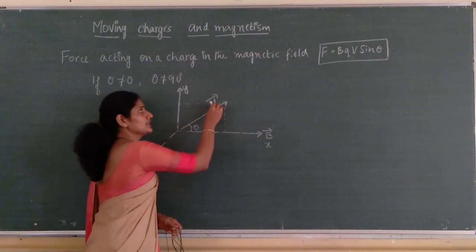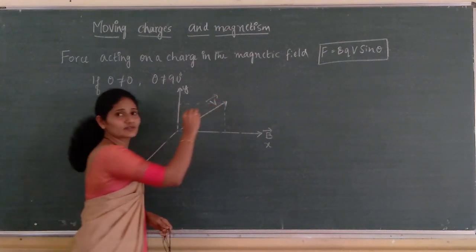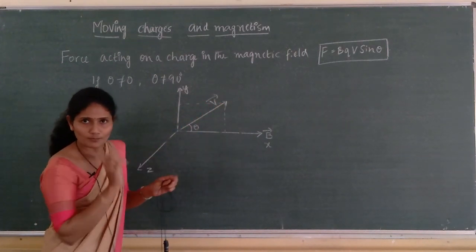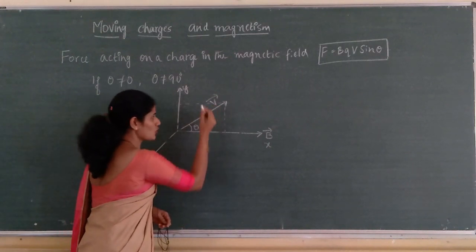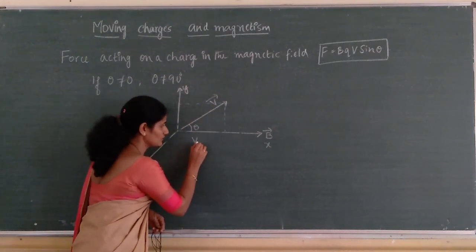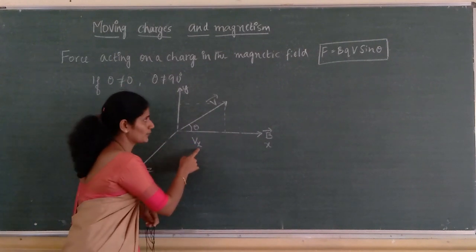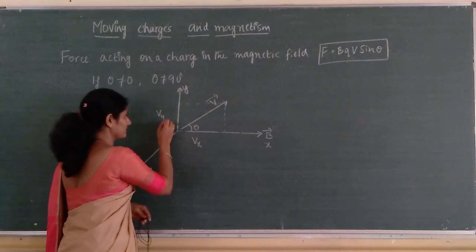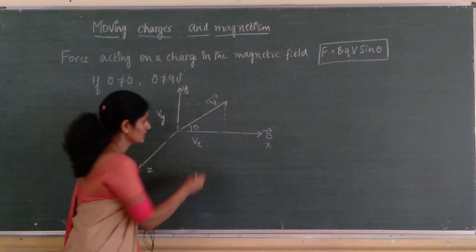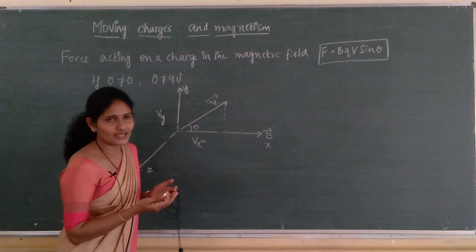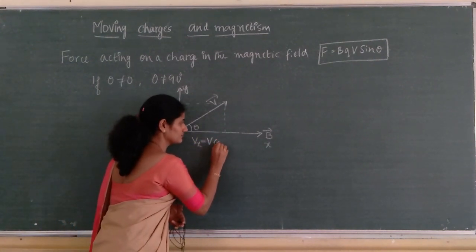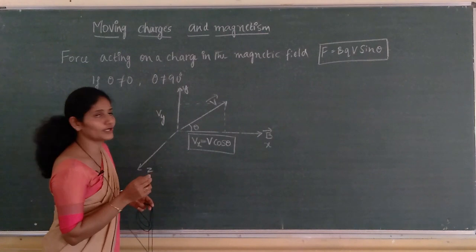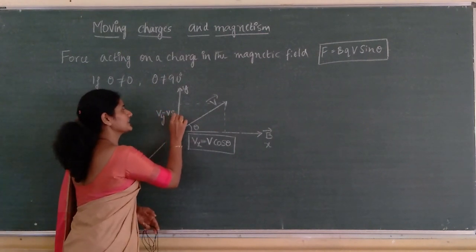We know that here we are resolving v into its components. The velocity vector is resolved into its components. The x component of v is represented as vx and the y component of v is represented as vy. So vx is equal to v cos theta, and similarly the y component of v is v sin theta.